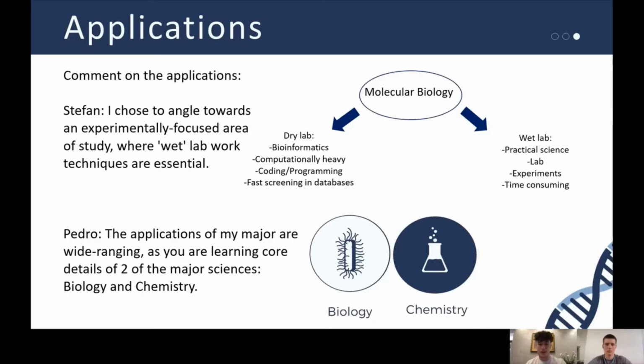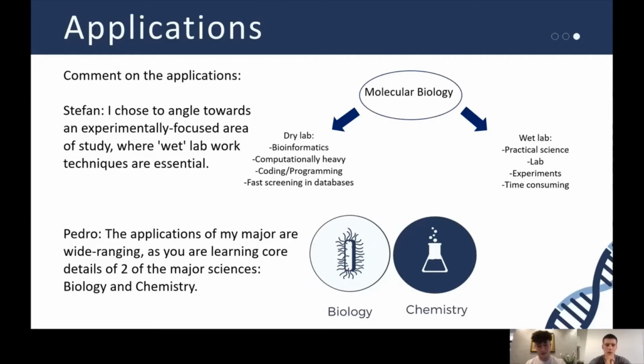That data is worked in an environment called the dry lab because it's mostly a computer that analyzes what has been produced. So this world is very computationally heavy. It's primarily coding and programming, and it includes a lot of what we call bioinformatics, or the study of biological information. And you have to find patterns there, and you have to derive conclusions based on data.